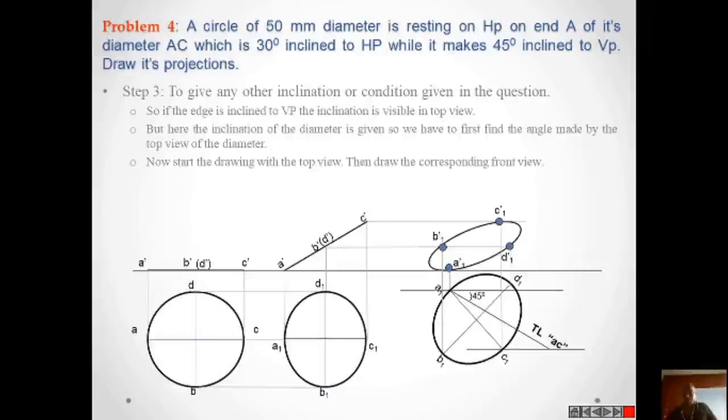So that's it. These are the typical questions generally asked if the plane is inclined to HP. So next discussion we will see.